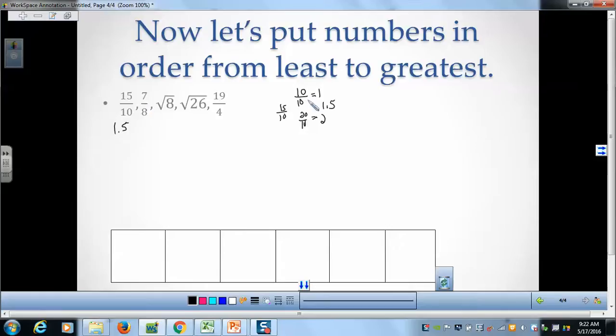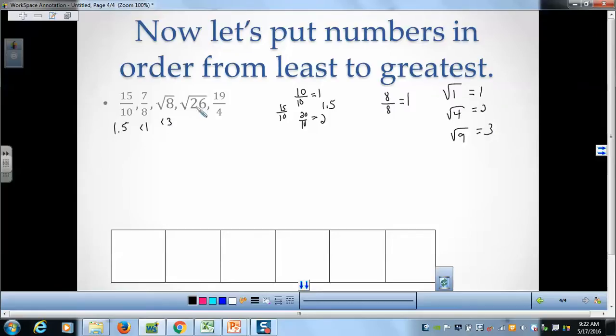Now, when we get to this, we have 7 over 8. Well, remember, 8 over 8 would be 1 whole. So 7 over 8 is a little bit less than 1. I'm just going to say a little bit less than 1, and then we'll come back to that. Now we have the square root of 8. Let's do our perfect squares. The square root of 1 is 1. The square root of 4 is 2. The square root of 9 is 3. Square root of 8 is just before the square root of 9, so it's going to be just a little bit less than 3.